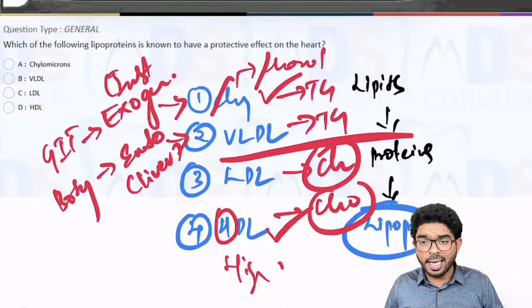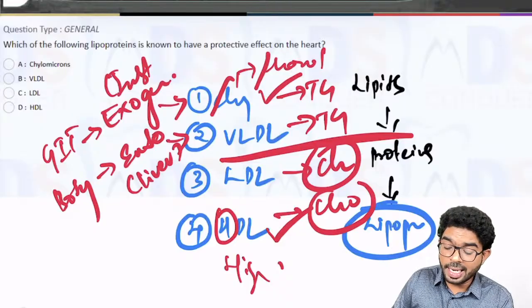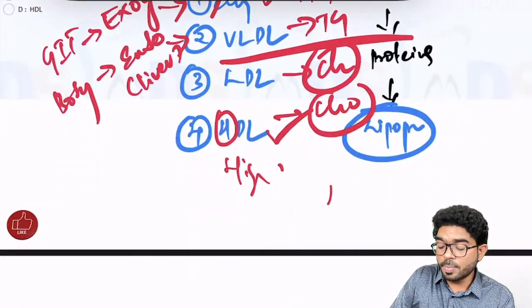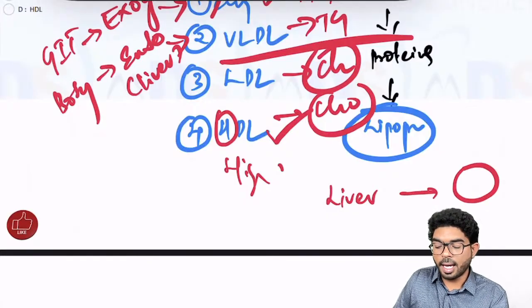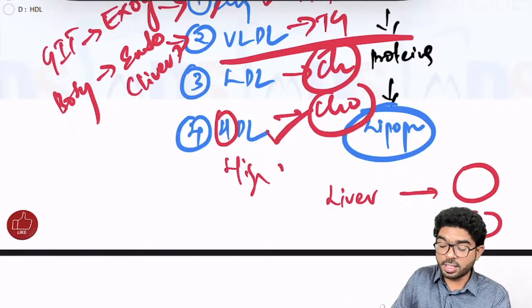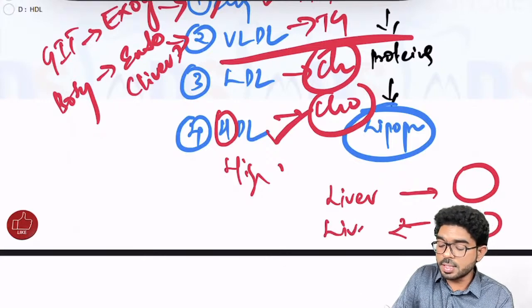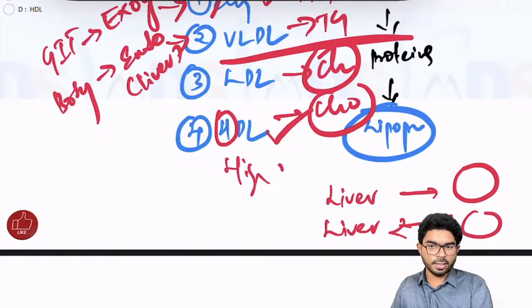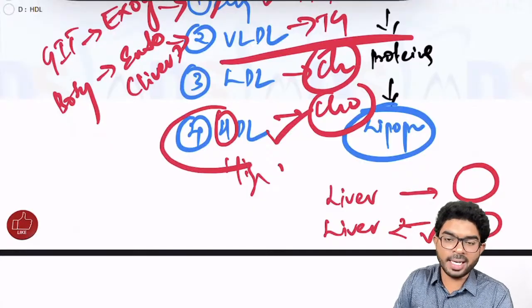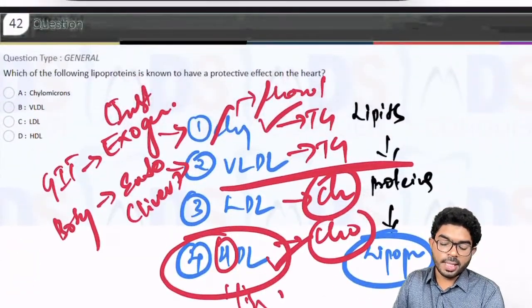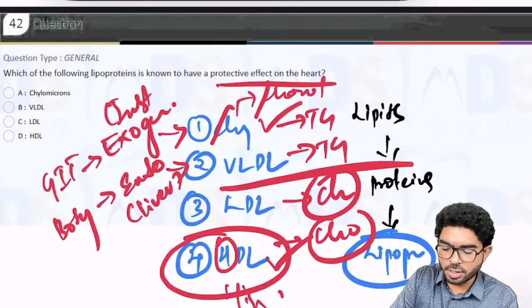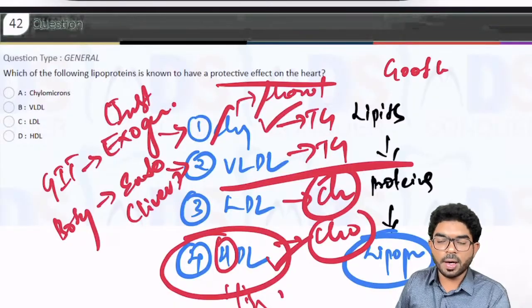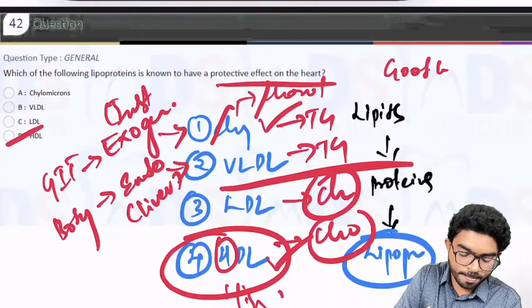What is LDL doing? LDL is moving the cholesterols from the liver to other parts. And what is HDL doing? It is removing the cholesterols from other parts and sending them to the liver, which is good for us. That job is done by HDL. That is the reason HDL has a protective effect on the heart. They can ask you which of the following is bad cholesterol or good cholesterol. Good cholesterol, or protective effect on the heart, is HDL.